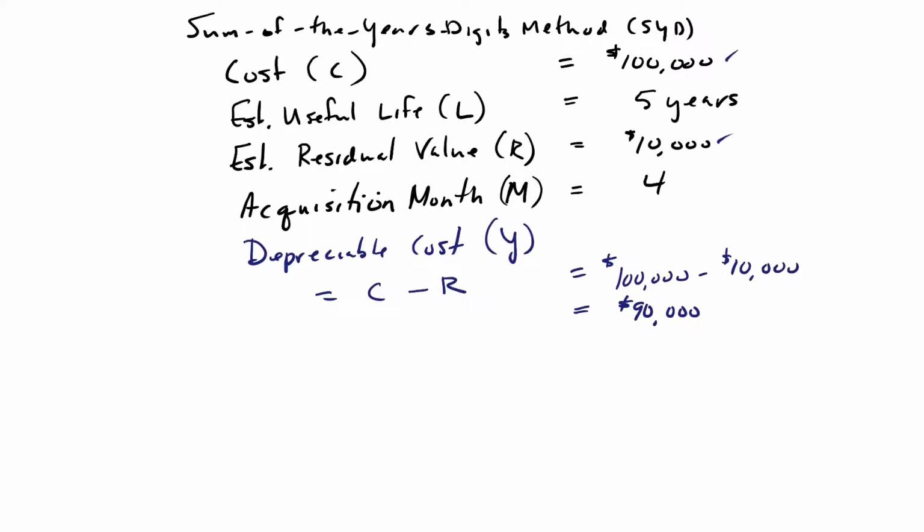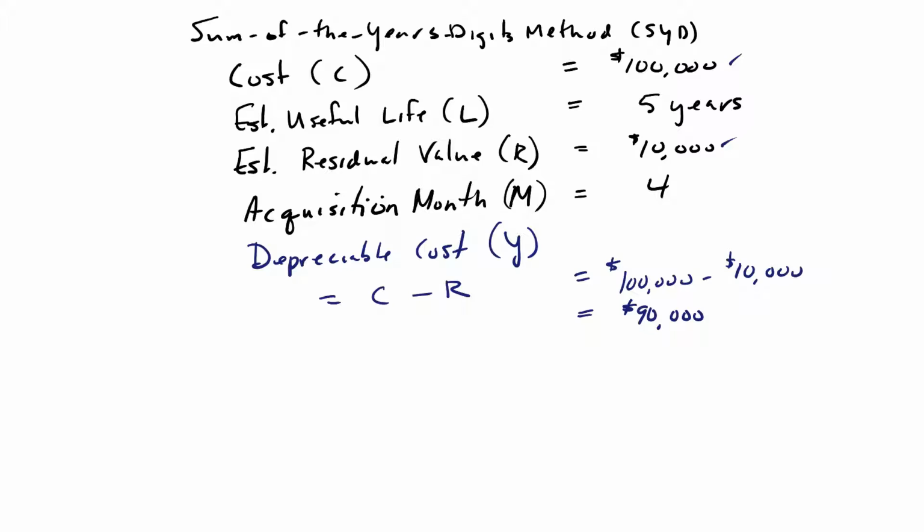Alright, then we need what is referred to as the sum of the year's digits. Again, I'll refer to that as the SYD. The SYD, basically, say for an asset that's got a useful life of 5 years, it is 5 plus 4 plus 3 plus 2 plus 1.